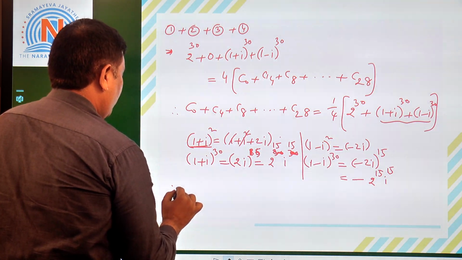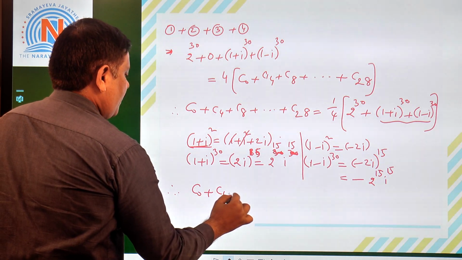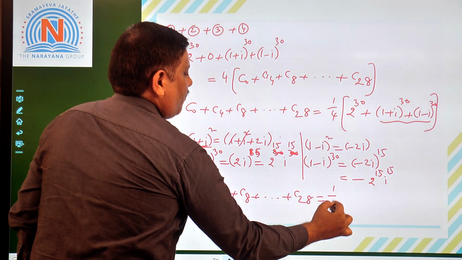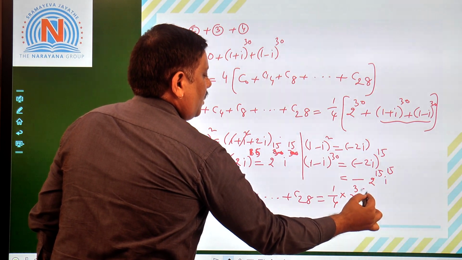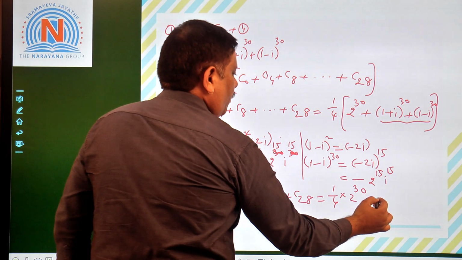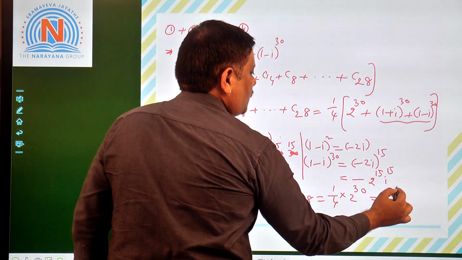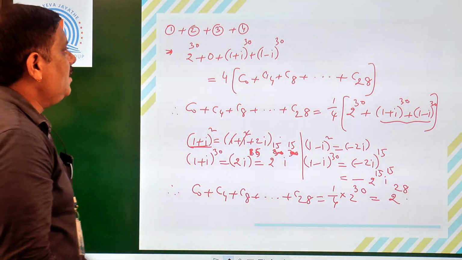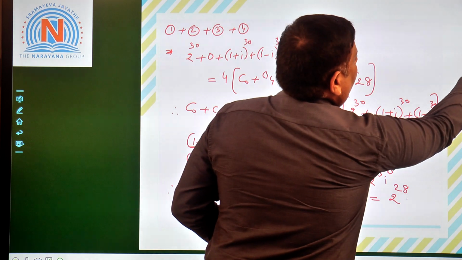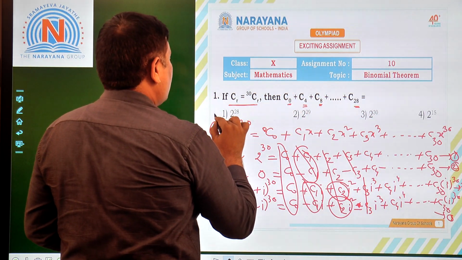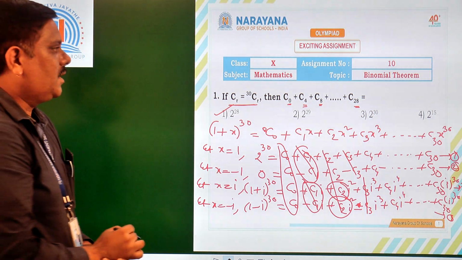Therefore, we are going to have C0 plus C4 plus C8 plus so on plus C28 as 1 by 4 into 2 power 30. That's all, because the sum of these two is cancelled and becomes 0. 1 by 4 of 2 power 30 is nothing but 2 to the power of 30 minus 2, that is 28. So 2 power 28 is the answer for this given expansion. If you look at the options, the first option is 2 power 28, the second option is 2 power 29. So the first option is the right answer for this particular question.